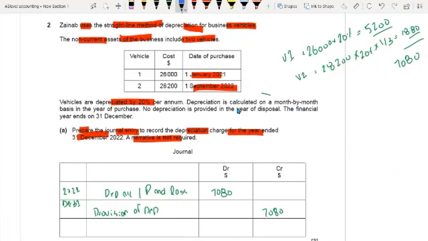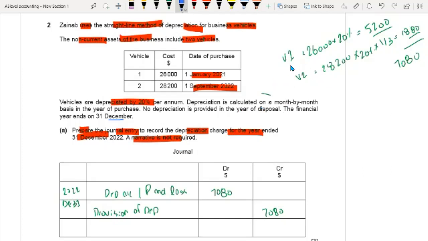No depreciation is provided in the year of disposal, and the financial year ends on 31st December. So first of all, we have to prepare a general entry to record a depreciation charge for the year ended 31st December 2022. A narrative is not required. First of all, we have to see how much depreciation we have.